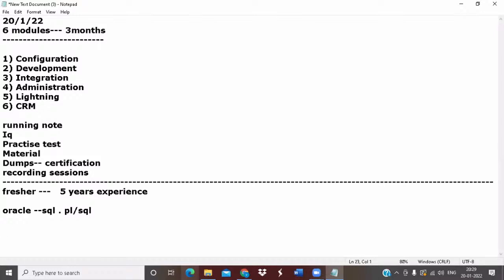What is the prerequisite for this entire session? First of all, let me clear. You do not require any kind of prior knowledge to understand Salesforce. I'm requesting all of you, you do not require any kind of prior knowledge. I'm going to start from basics. Even a layman can easily understand my session.